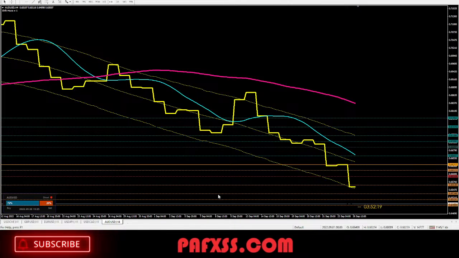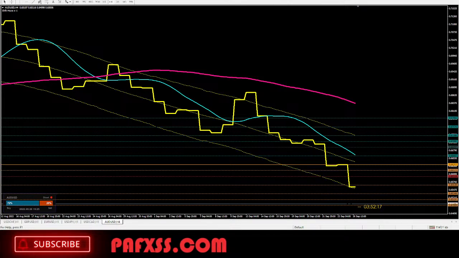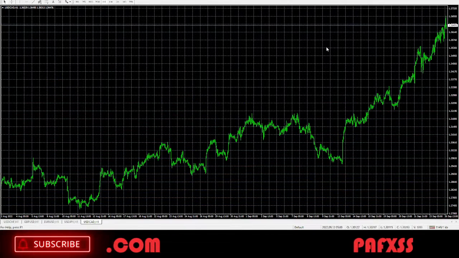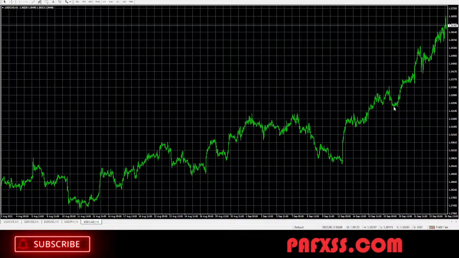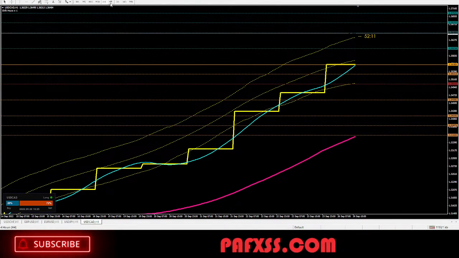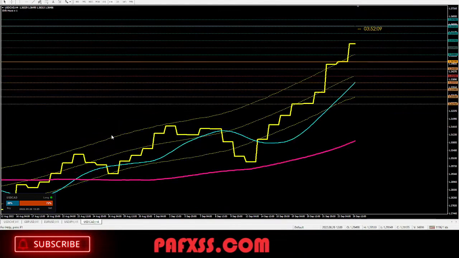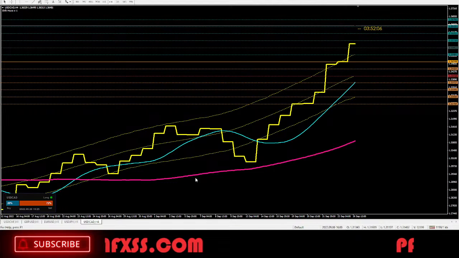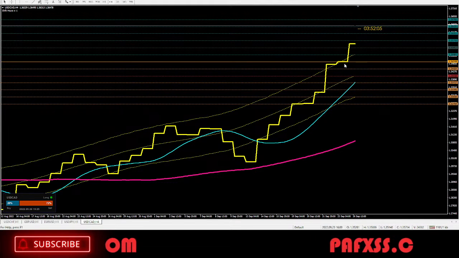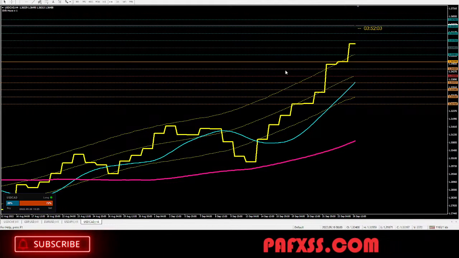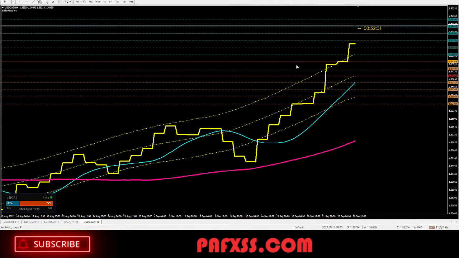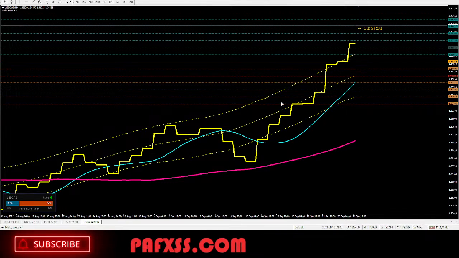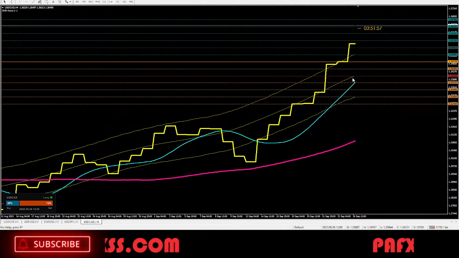This is AUD/USD. I'm going to go to the next chart. This one is USD/CAD. Okay, this one doesn't have the criteria of the PAFXSS Insider Technique setups.